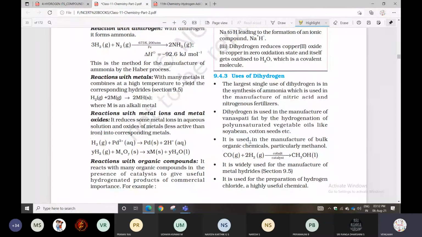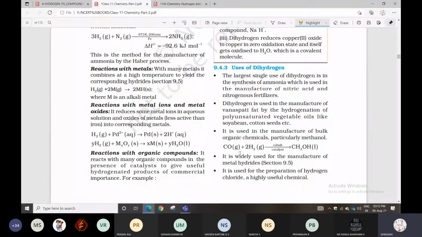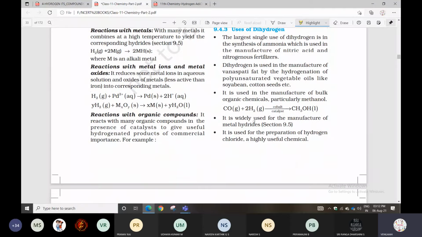It is also used in the manufacturing of bulk organic chemicals like methanol, particularly alcohol. It is widely used for the manufacturing of metal hydrides. It is used for the preparation of hydrogen chloride, a highly useful chemical compound.